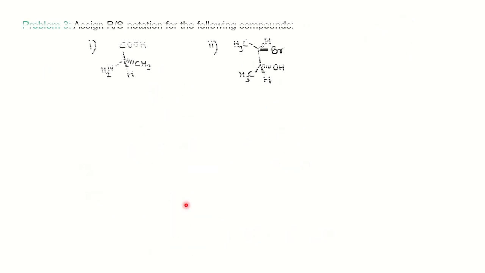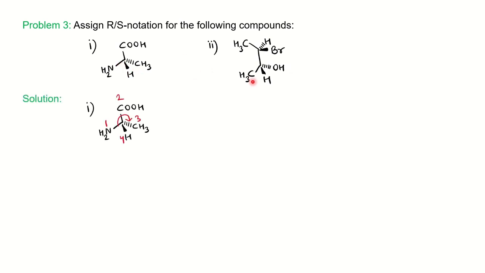So now the last problem we will discuss. Two structures are given, both in the flying wedge. So we will solve the problem here only. One possibility is you can convert it into Fischer and then do RS nomenclature. But since the question is based only on RS nomenclature, we will do it here only.